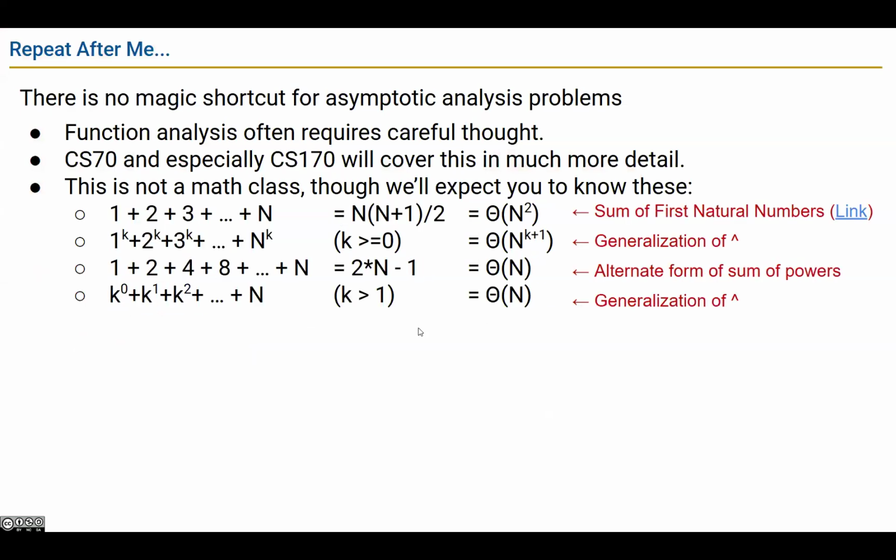In effect, the only reason why we need k greater than 1 is that if k is equal to 1, then it's just 1 plus 1 plus 1 plus 1, which does not grow at all. And if k is less than 1, then it goes down, which is not what we want either. As long as k is greater than 1, it's going to be an exponentially increasing function.